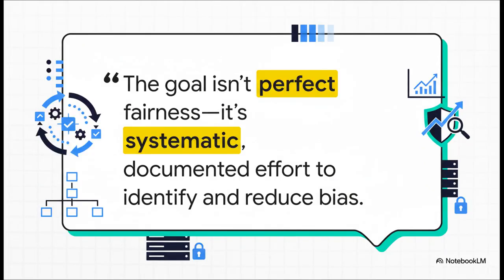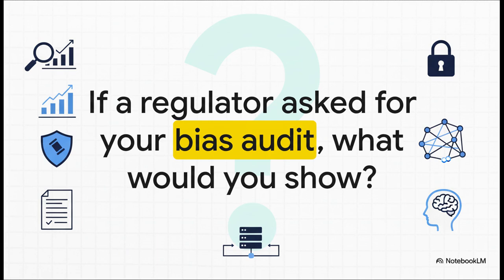So if you take away just one thing, let it be this. The goal here isn't to achieve some kind of impossible, perfect fairness. The legal and ethical standard is a good faith, systematic, and, most importantly, documented effort to find the bias, measure it, and take real steps to reduce it. It's all about the process and your ability to prove you have one. And so I'll just leave you with this one final thought. If your phone rang this afternoon and it was a regulator asking to see the bias audit for your most important AI model, what exactly would you be able to show them? The honest answer to that question will tell you everything you need to know about how prepared you really are.